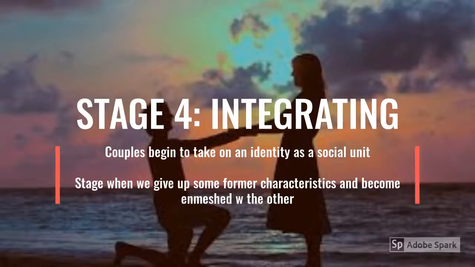During the integrating stage, couples begin to take on an identity as a social unit. Their social circles will merge and they will share the same commitments. They're referred to as a couple, they designate common properties and develop routines and rituals such as jogging and running together. And this is a stage where we give up some former characteristics and become enmeshed with the other to integrate as one.